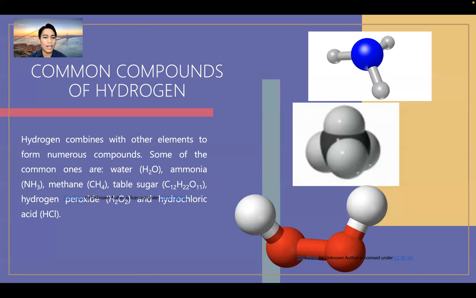Another common compound of hydrogen is hydrochloric acid or HCl, which we know by the common name muriatic acid. Usually we use muriatic acid in our toilets. But did you know that we also have hydrochloric acid in our stomach? Yes, our stomach has a dilute form of hydrochloric acid that helps us to digest food.